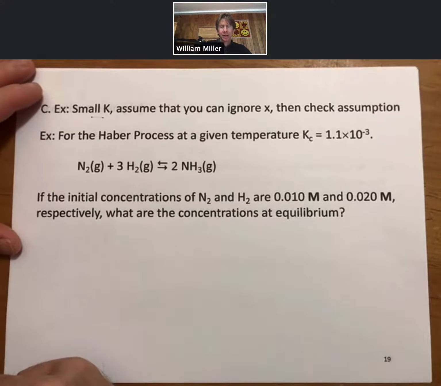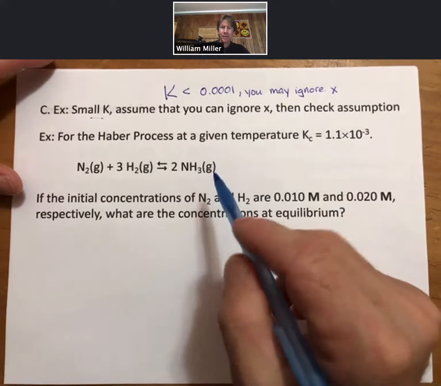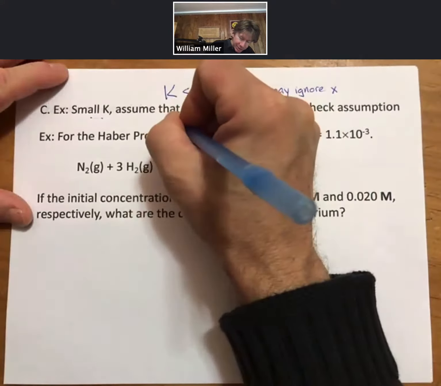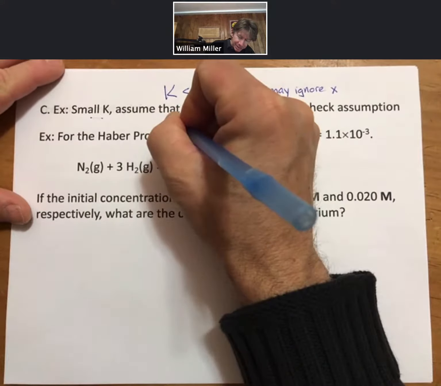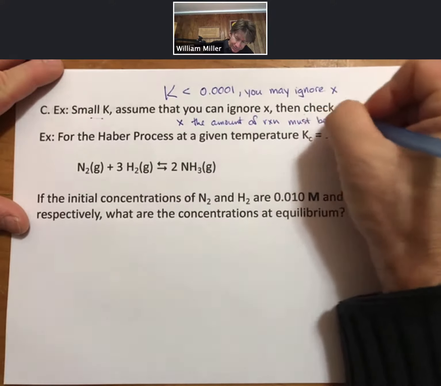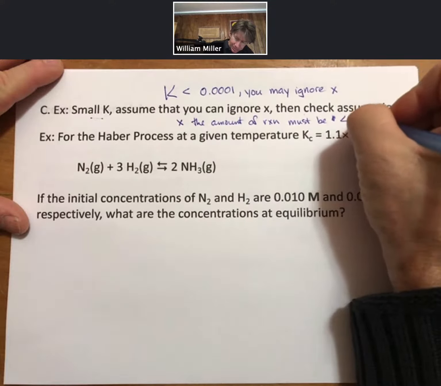And we're going to specifically do an example where k is a little larger, because sometimes when k is a little larger, you can still ignore x, then check the assumption. And the assumption that you need is that x, the amount of reaction, must be less than 5% of the initial concentration. And so here the initial concentrations are 0.01 and 0.02.